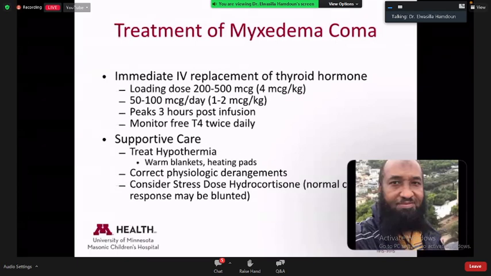Supportive care and body temperature monitoring are important. Use warm blankets, correct any other physiologic derangements, and pay attention to the blood pressure and the pulse. Also, you can use hydrocortisone. It can also be helpful.